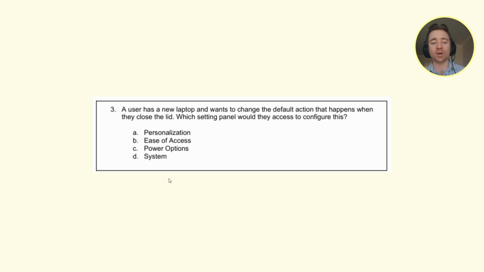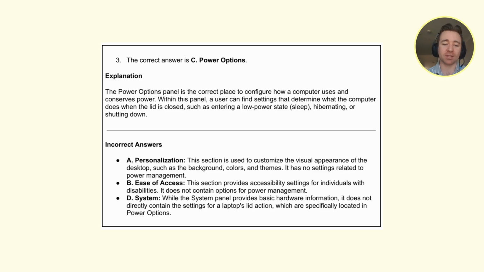So the first question reads, a user has a new laptop and wants to change the default action that happens when they close the lid. Which setting panel would they access to configure this? A, personalization, B, ease of access, C, power options, or D, system? Your answer coming in 3, in 2, in 1. It's going to be C, power options. What happens when you close the lid is in power options, guys. Hopefully we got that one right.